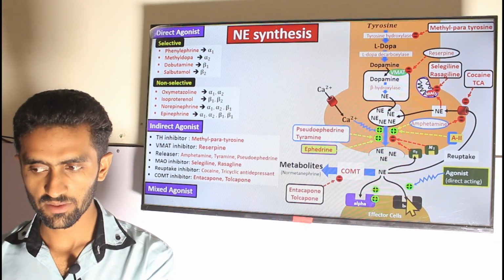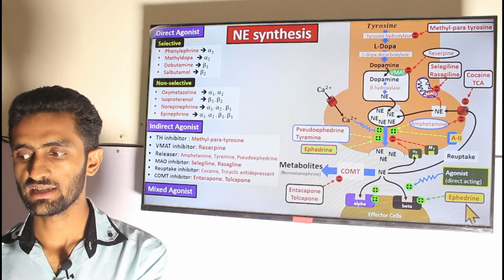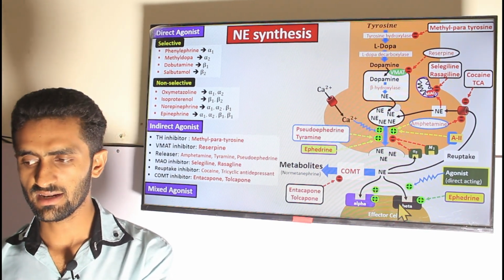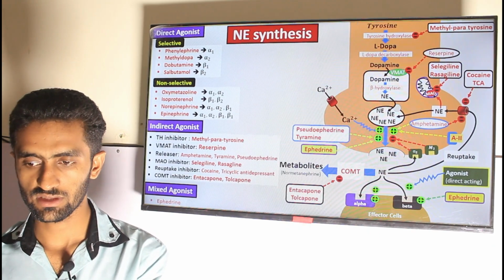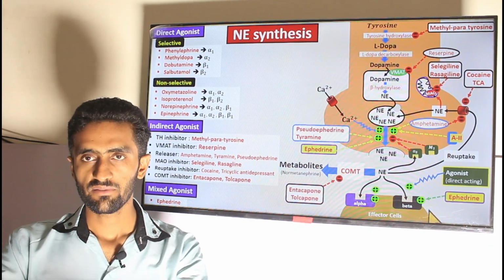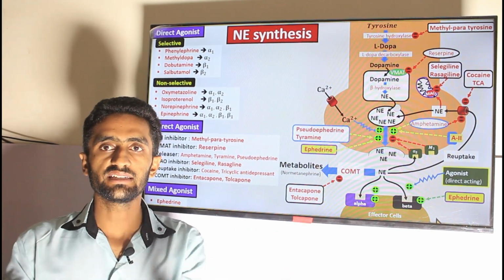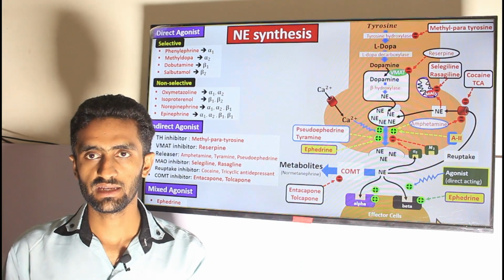So the other is the mixed agonists. They do what? They stimulate, number 1, the release, and as well as they directly stimulate, like ephedrine, acting like a direct agonist. So this is a mixed agonist, direct as well as indirect. When we say direct, they are directly associated with the receptor. Indirect, they are increasing the level of the endogenous neurotransmitter.